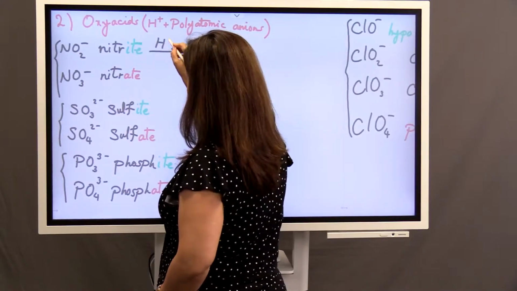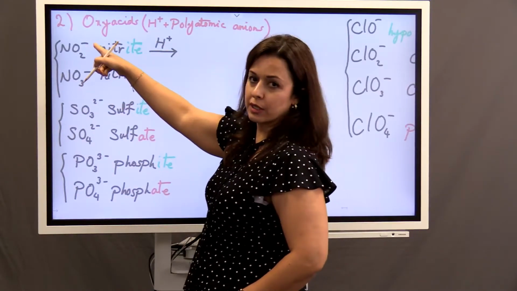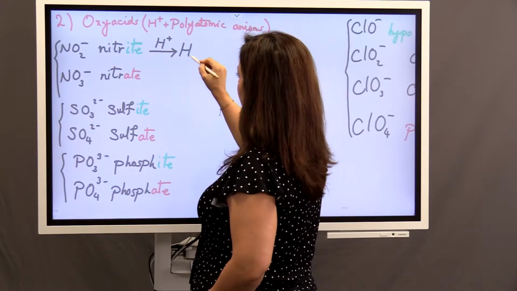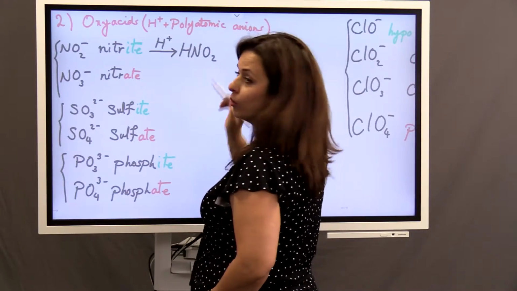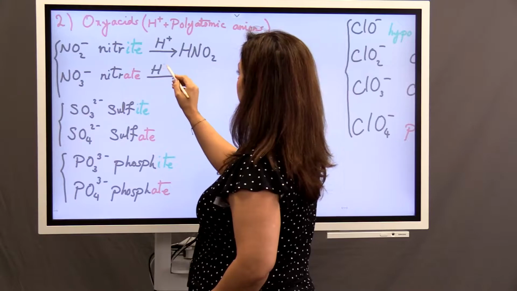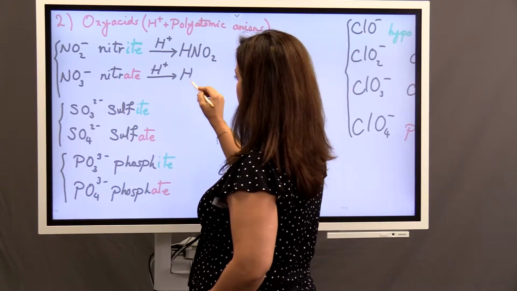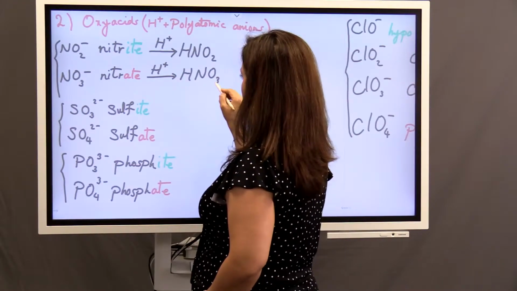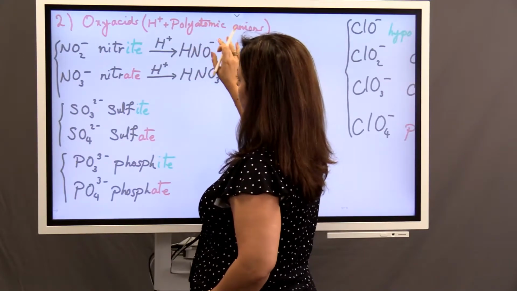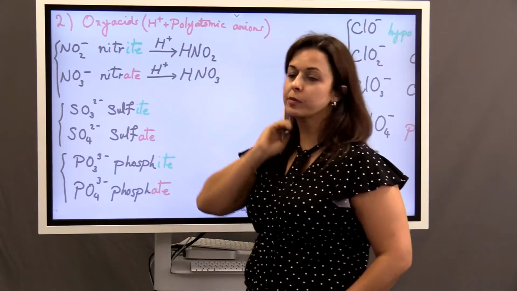So we need 1 hydrogen because the charge is -1. So after we switch, the formula for the acid is HNO2. For the other one, again, we have 1 hydrogen, HNO3. You see, +1 and -1, when they switch over, they don't create any subscripts.